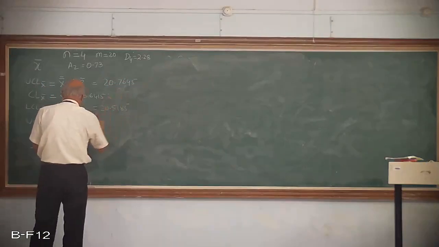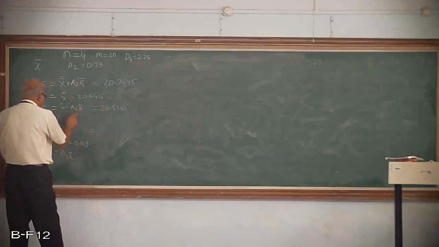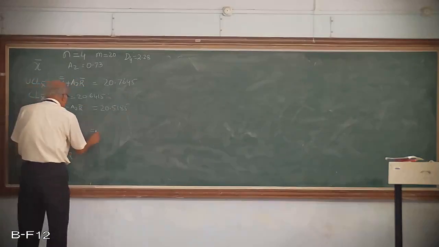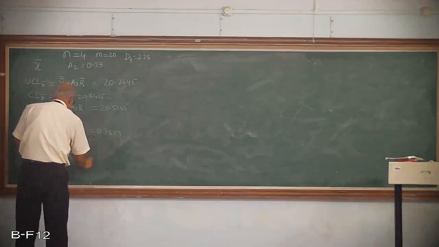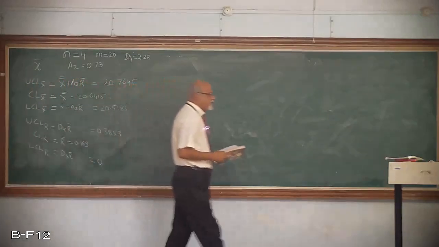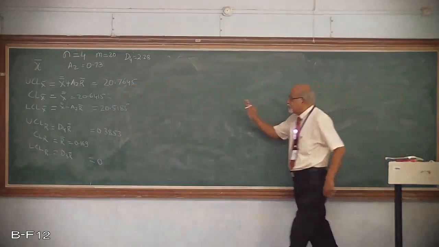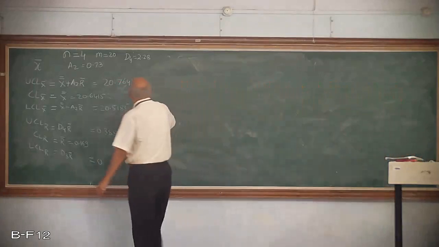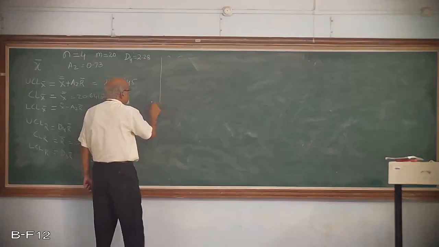20.5185. And similarly, for the upper control limit for R chart, because D4 is 2.28 multiplied by 0.169, it works out to be 0.3853, and the lower control limit is 0. What does it mean? Now these values have been established, the upper control limit and lower control limit, and if we have to draw the chart, it will be drawn like this.